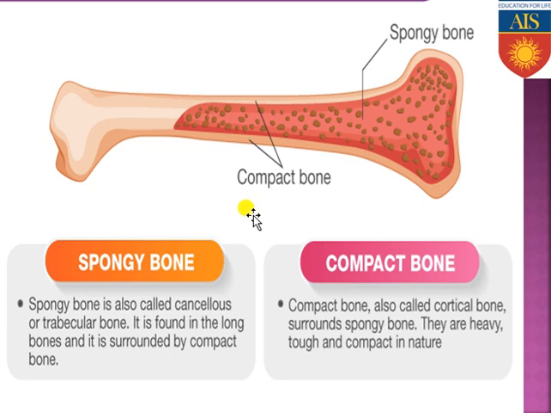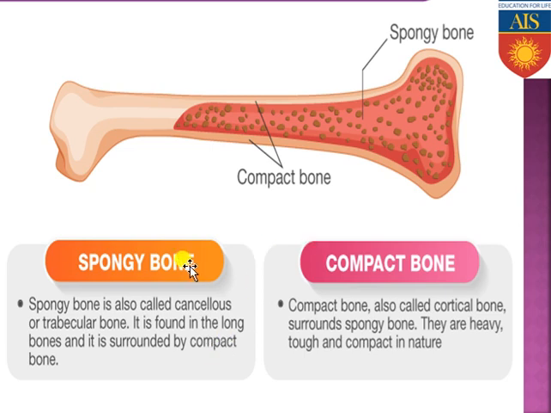Keep it in your mind. Okay, spongy bone is a type of bone which is also called cancellous or trabecular bone. This is the type of bone which is present internally in the bone, and this is the soft part. It is found in the long bones and is surrounded by the compact bone. So compact bone is the outer surface, and spongy bone is the inner portion of the bone.